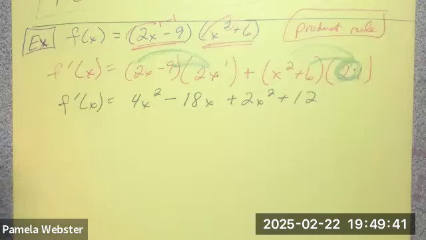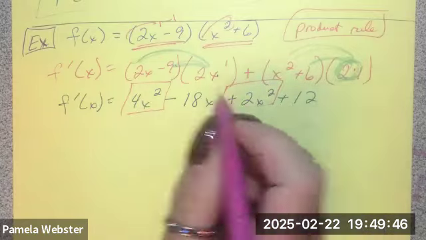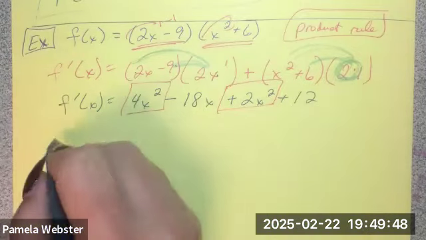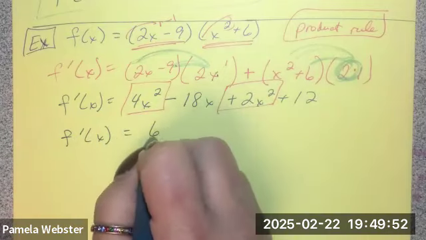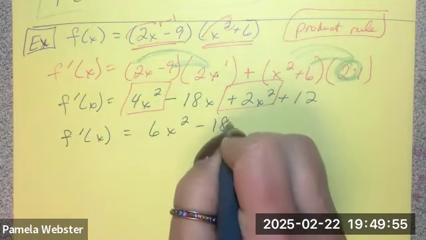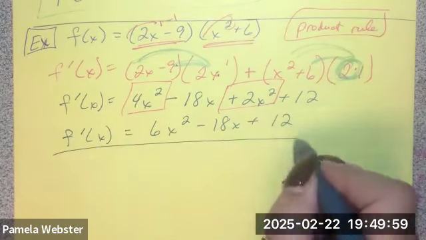And then I see that I can combine some like terms here, so I'm going to do that to make them prettier. F prime of x equals 6x squared minus 18x plus 12. All right, there's my derivative.